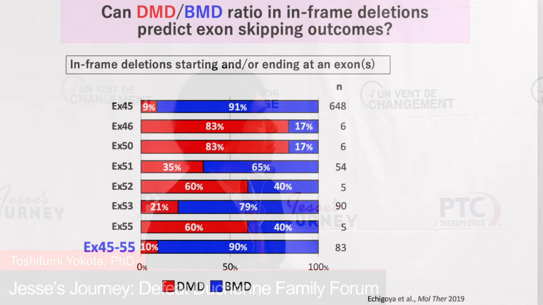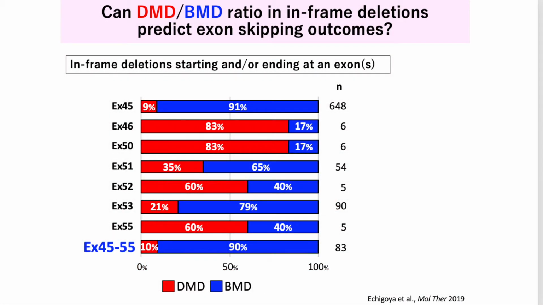But if you look at specific types of exon deletions, for example, if deletions start or end with exon 45, they are all in-frame deletions, and 91% of them are Becker muscular dystrophy. So this is very good, but some of them are not that good. We don't have much data. Some of them only have 5 or 6 patients, but some in-frame deletions are not that good compared to others. And we found out that exon 45 to 55 deletions.